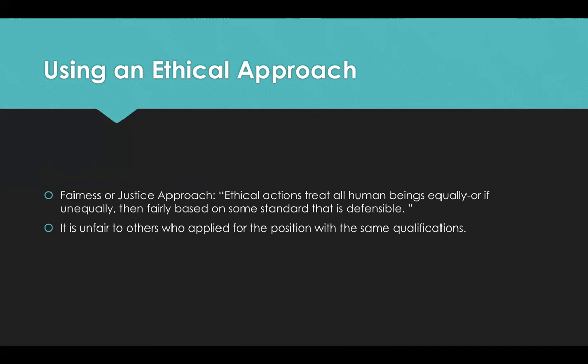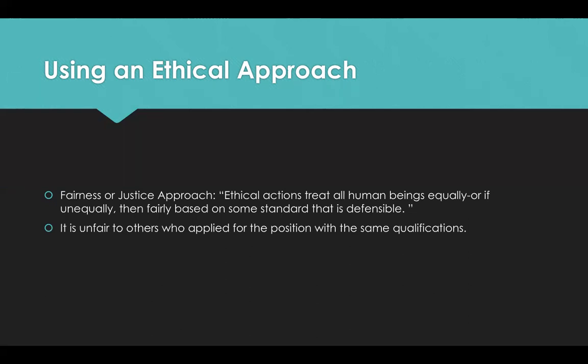First, you want to look at the definition of that approach. So we know that the fairness or justice approach has to do with treating people equally. And the only situation in which it would be ethical to not treat people equally is if there's been some sort of standard set that could be defended.